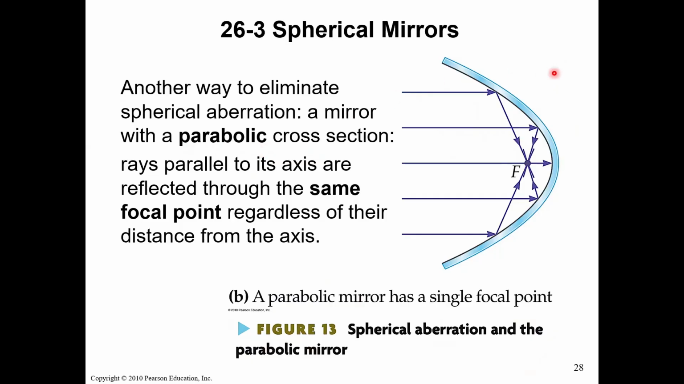So the actual proof involves derivation of the tangent direction of the surface. So it relates to the calculus, and it's not required in this course, but you need to know that if you have a parabolic mirror, then the parallel rays will actually converge towards the same focal point. And this is strict. It doesn't matter how far away this ray is from the principal axis, the reflected ray will always go through this focal point. So the parabolic mirror has a single focal point and it doesn't have spherical aberration.